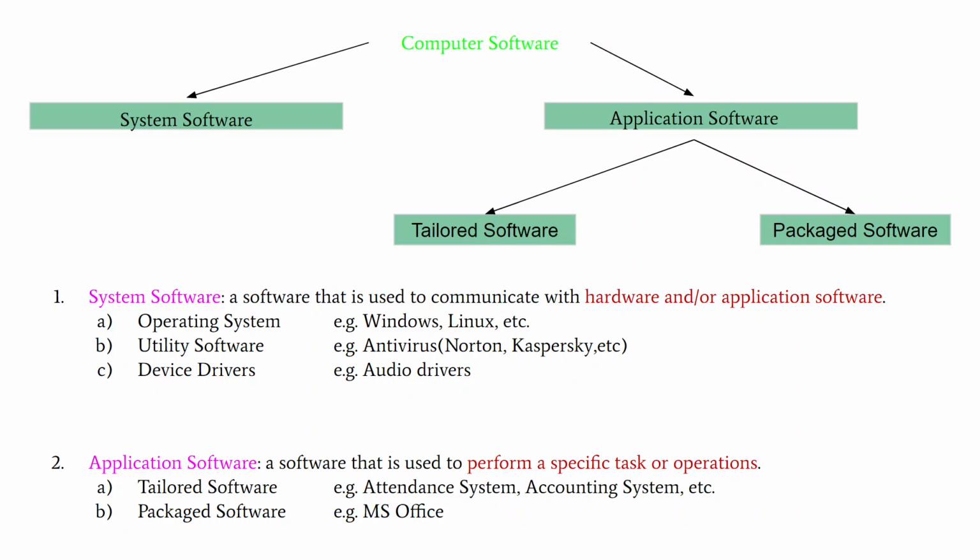Moving on to our next category of computer software, which is application software. An application software is a software that is used to perform a specific task or operation. For example, attendance system, Microsoft Office, etc.